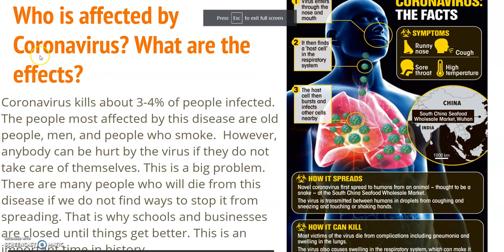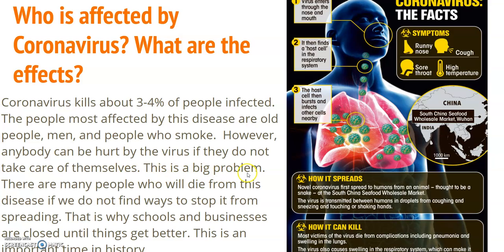So now we need to ask the question, who is affected by coronavirus? What are the effects? Coronavirus kills about 3 to 4% of the people infected. The people most affected by this disease are old people, men, and people who smoke. However, anybody can be hurt or even die by the virus if they do not take care of themselves. This is why it's so important that everyone goes to see a doctor if they are not feeling well and that you are taking good care of yourself.